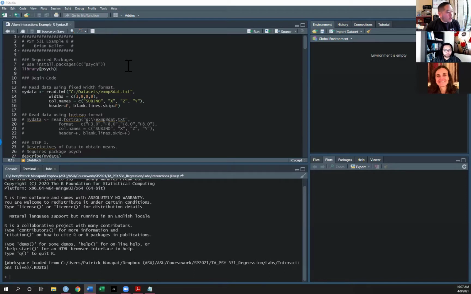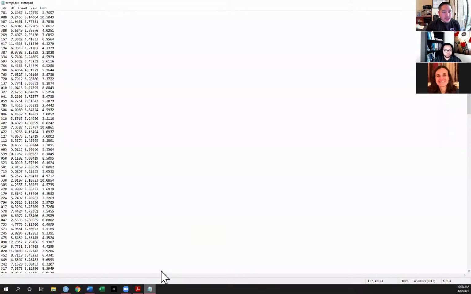The data set that we'll be working with is called exmp8dat.txt, so example 8dat.txt. And the variables that we have in our data set, we have subject number, we have x, which is a continuous predictor, we have z, which is another continuous predictor, and then we have y, which is our continuous criterion. And so here's a look at what the data look like.